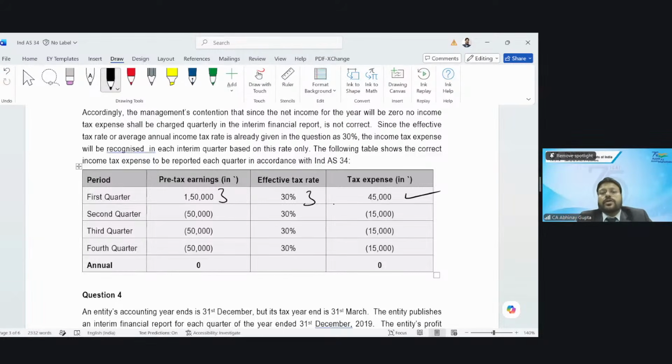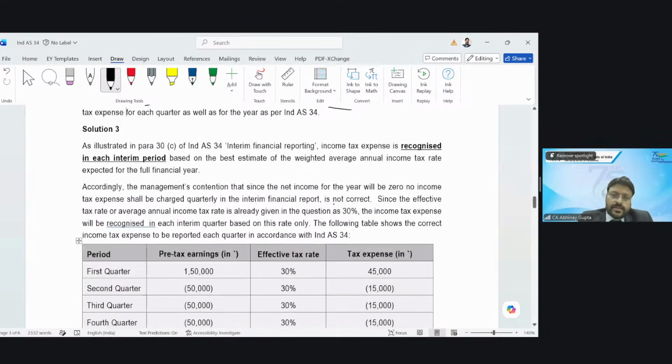So management's contention of recording no tax expense while preparing the quarterly financial statements is not correct. As per Ind AS 34, we cannot do the netting, right? We cannot postpone or adjust the quarterly income with the expected losses of the subsequent quarters and vice versa. So each quarter stands as an individual reporting period. And if we have income, tax expense will have to be calculated for this quarter. For the next quarters, we are incurring a loss of 50,000 in Q2, Q3 and Q4 as well. So in those cases, what will happen? The tax expense will be reduced in subsequent quarters, right, by 15,000 each in the next 3 quarters.